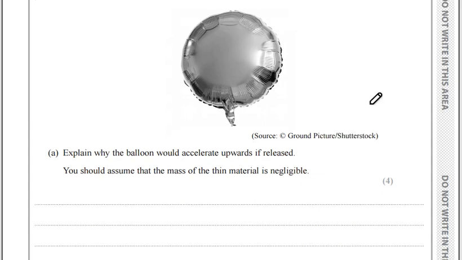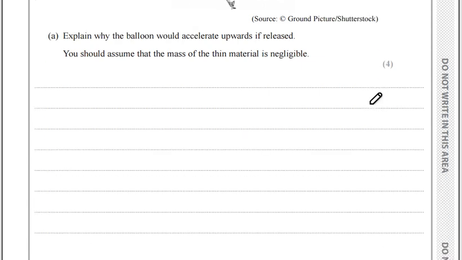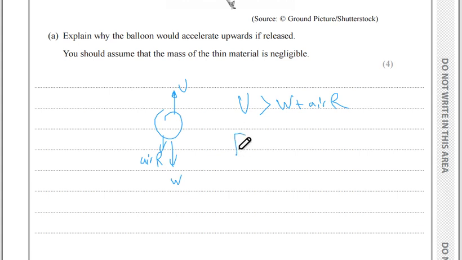As usual, we have here weight downward, and air resistance downward, and upthrust upward. Upthrust is greater than weight and air resistance, so the resultant force is upward.